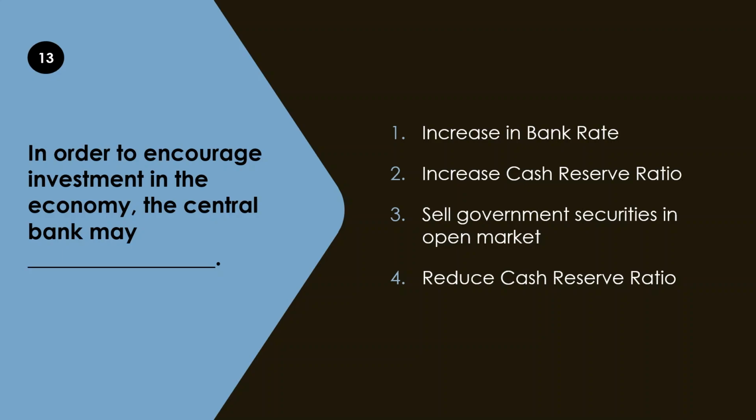And that also means lowering interest rates and increased investments. So the correct option is reducing cash reserve ratio. And the opposite would be increasing the cash reserve ratio, which would rather reduce investment and not increase investment. So I hope this is clear.